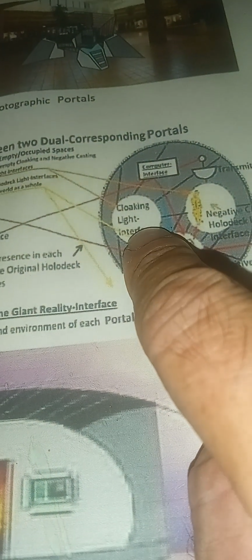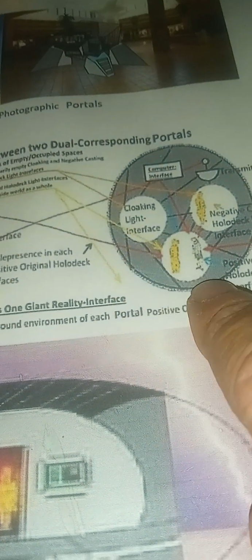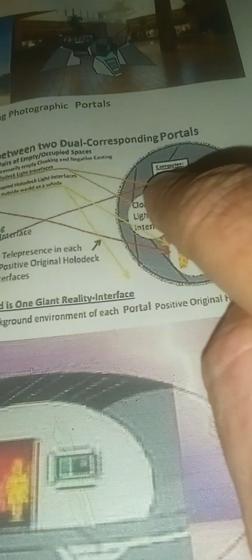First, you have the outside world, which is considered made up of light and matter. Then you have the cloaking light interface. That can't have any obstructions in it, or else light wouldn't go through to the outside of the portal body. So it only has light in it. Then this cloaking light interface splices off and illuminates this real holodeck chamber on both ends.